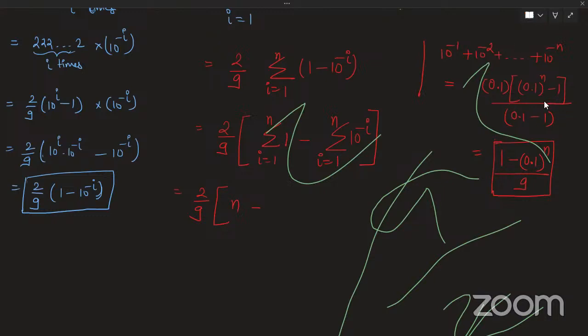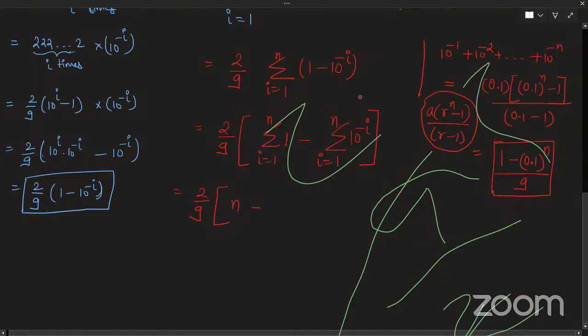It is the formula for GP. What is the formula for the sum of GP? It is A into R raised to power n minus 1 by R minus 1. Correct. So your A is 0.1 and your R is also 0.1.